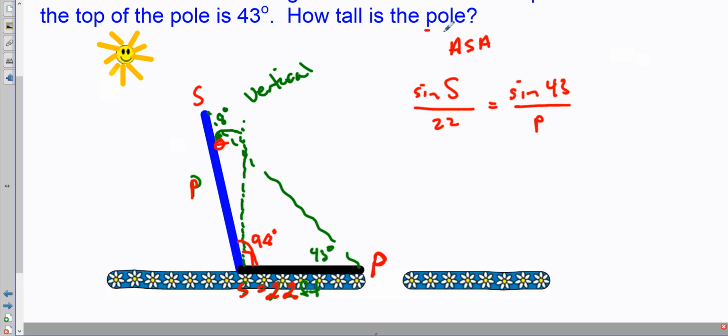How tall is the pole? The length of the pole right there. To help us figure this out, we're first going to figure out this angle S. So let's find the measure of angle S. We're going to take 98 plus 43, and from here, we're going to subtract that from 180 degrees. That's going to give us our angle S, just like in the previous problem.